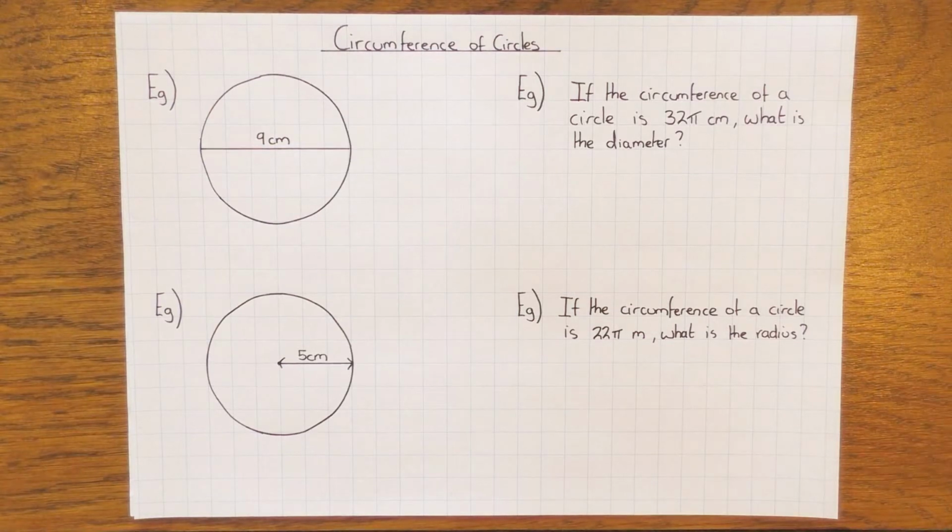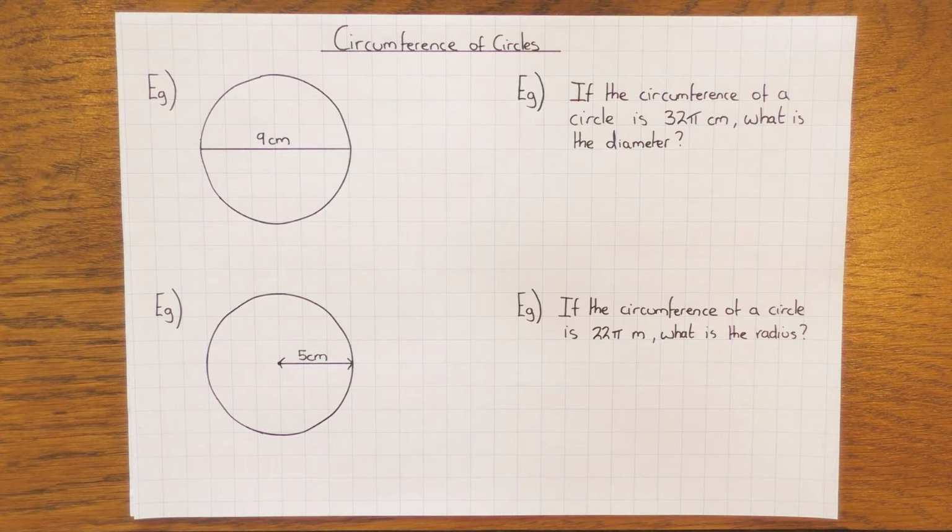Hi guys, in this video we're going to have a look at the circumference of circles. So we're going to have a look at the different ways we use the formula, where we start with the diameter and the radius. We're going to look at how we go back when we've actually given the circumference to find the diameter and the radius.